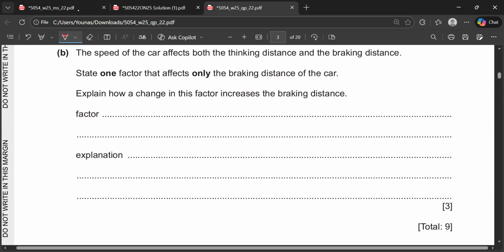You see, the speed of the car affects both the thinking distance and the braking distance. So another factor which will only affect the braking distance is the braking system. It can be the condition of the tires. If the tires are worn, then the friction between the road and the tire will become less, and the braking distance will increase. The car will cover a longer distance before coming to rest, because the friction between the road and the tire will decrease.